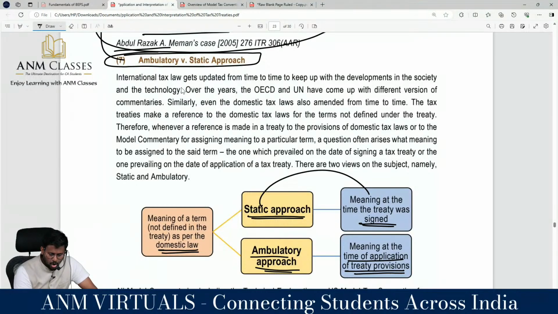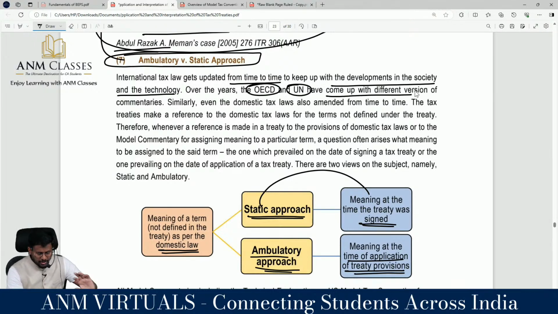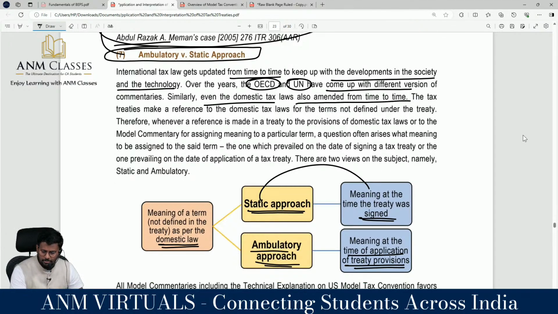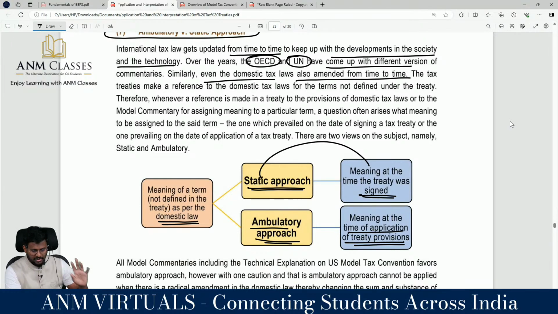International tax law gets updated from time to time to keep up with the development in society and technology. Over the years OECD has come up with different versions of commentaries. Similarly, even the domestic law is amended year after year. The tax treaty makes a reference to the domestic tax law for the terms not defined under the treaty. If any term has been used in the treaty, you have to strictly interpret based on that term. If a term has not been explained in the treaty, you have to use the meaning of the term in the domestic law.